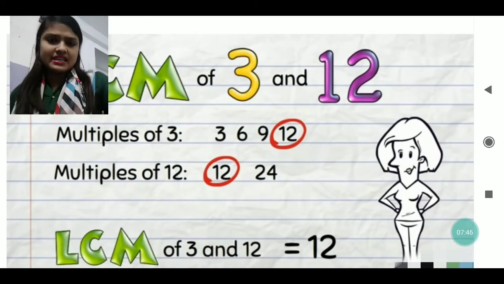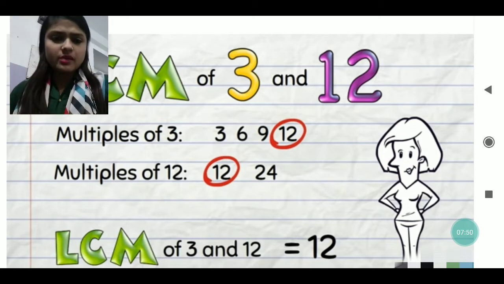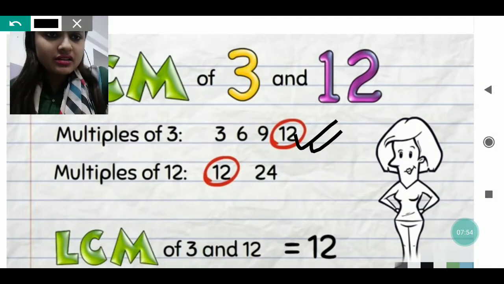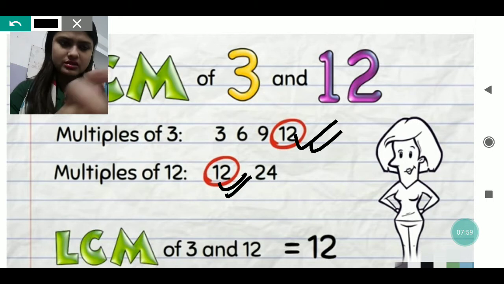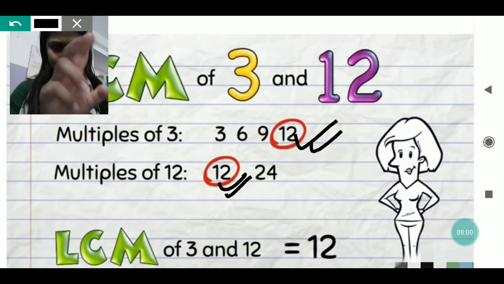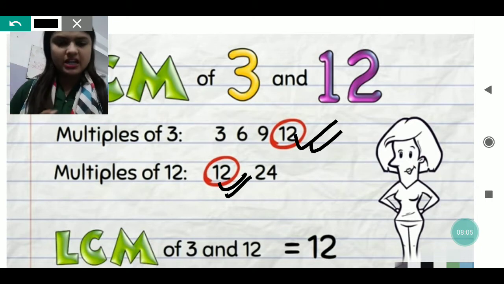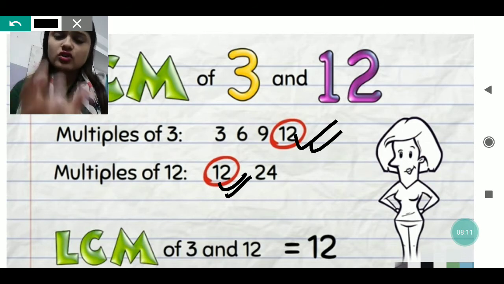In the same way, I have written all the multiples, and here 12 is the least multiple, the first common multiple which I am getting in both, and that will become the least common multiple. Means the LCM of 3 and 12 will be 12. The LCM of 3 and 12 will be 12.